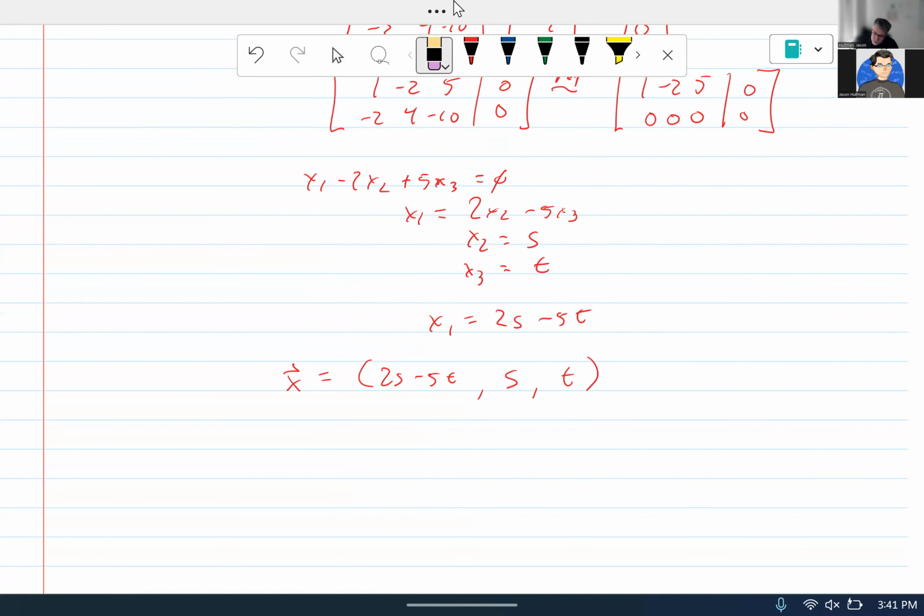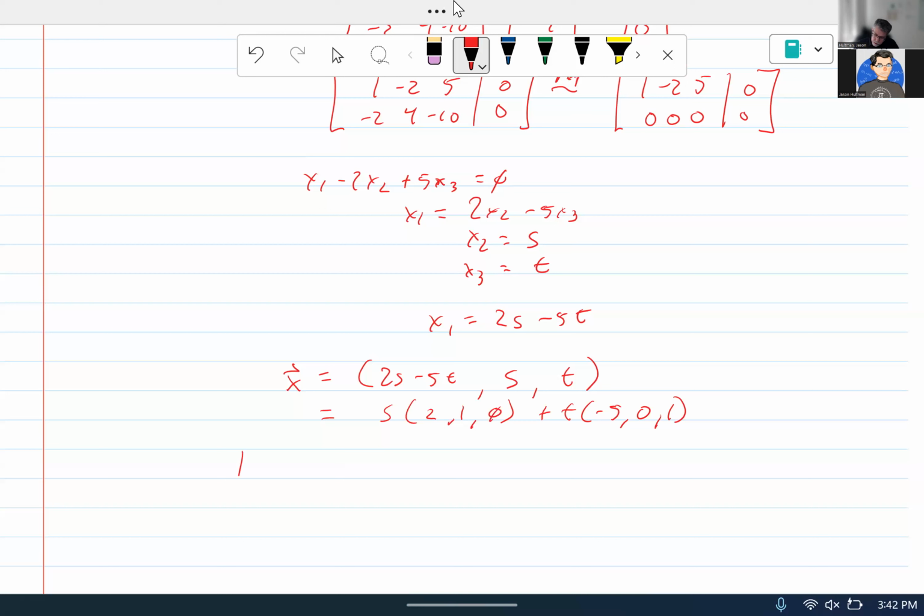Okay, and so yeah, I could rewrite this if I wanted to by pulling out the s and t, so I have some vectors that don't involve s and t. So this is, if I choose s, s times (2, 1, 0), plus t times (-5, 0, 1). Okay, and that's about as far as I can go.